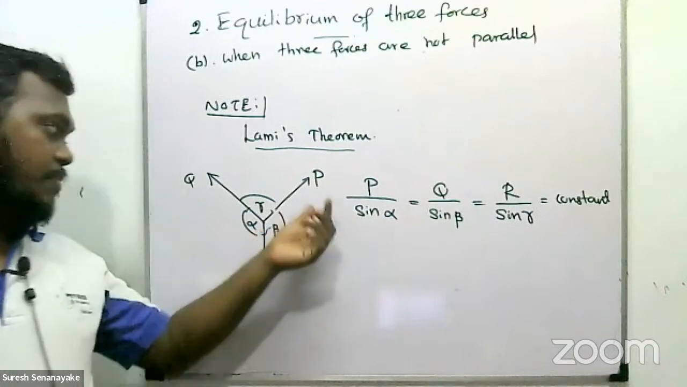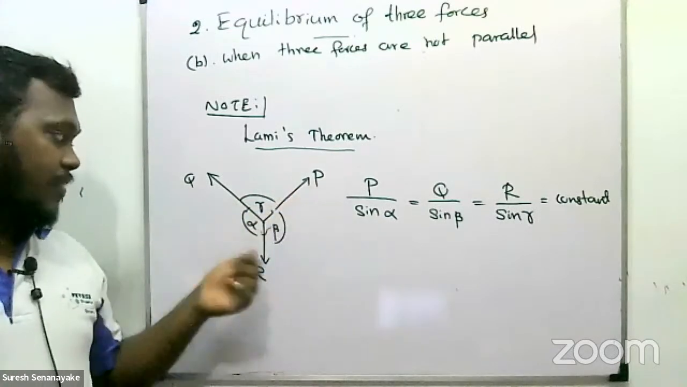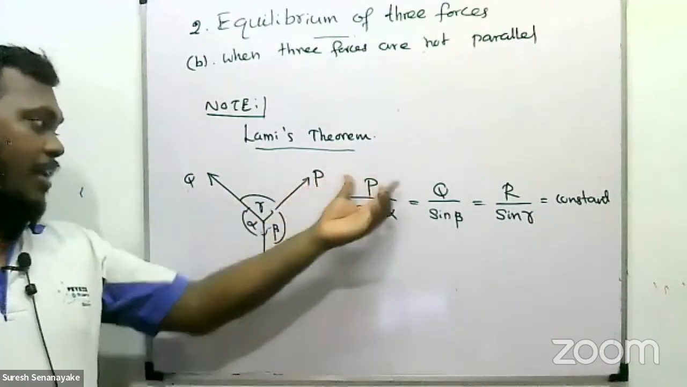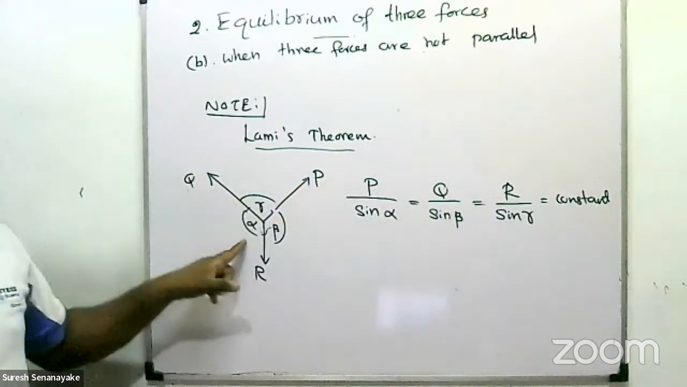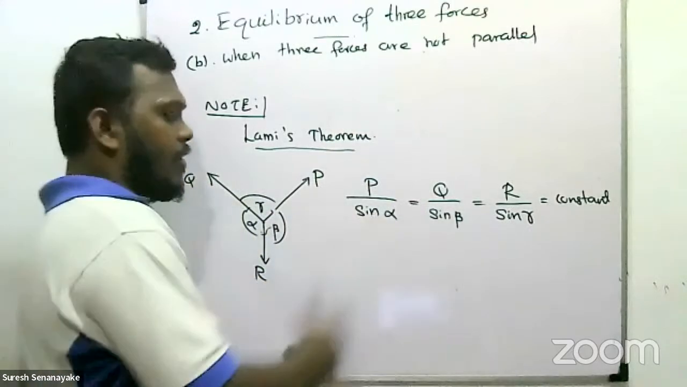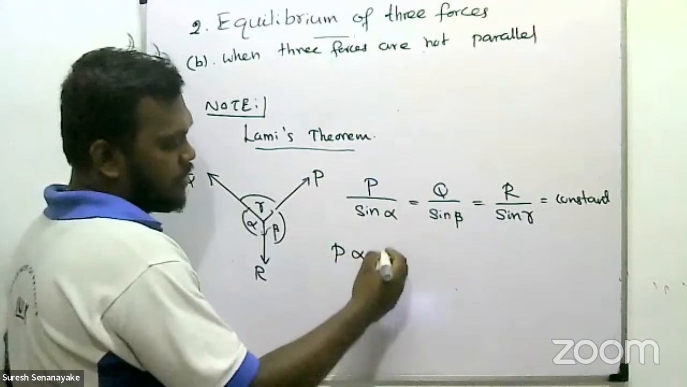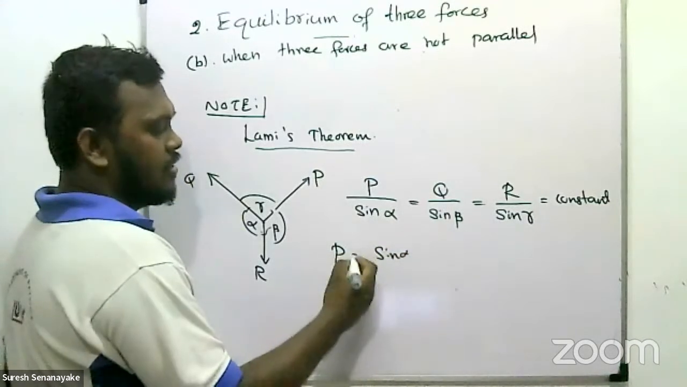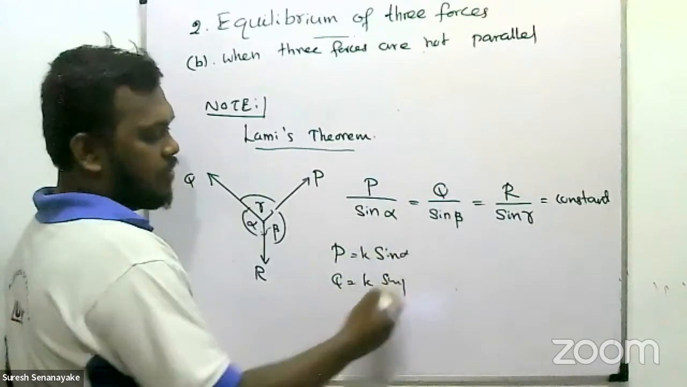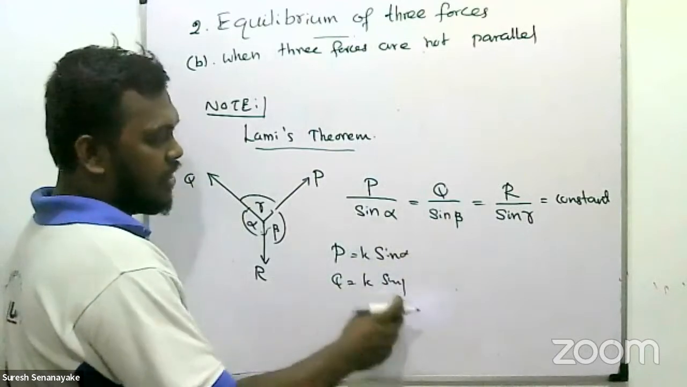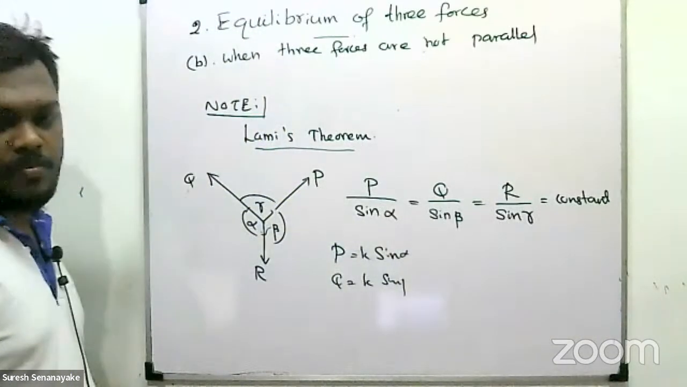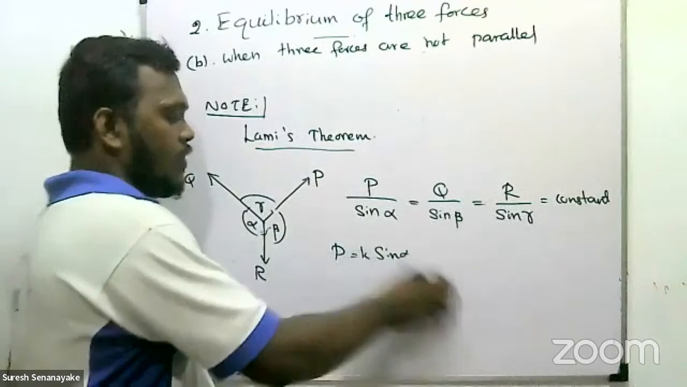According to this theory, you can write: for the three forces P, Q, R, the angle between Q and R is alpha, P and R is beta, P and Q is gamma. So P divided by sine alpha, Q divided by sine beta. Because P is proportional to sine alpha, say a constant times sine alpha, Q is that constant times sine beta. So P over sine alpha, Q over sine beta, R over sine gamma is a constant, the same constant for the given system. You can write it.